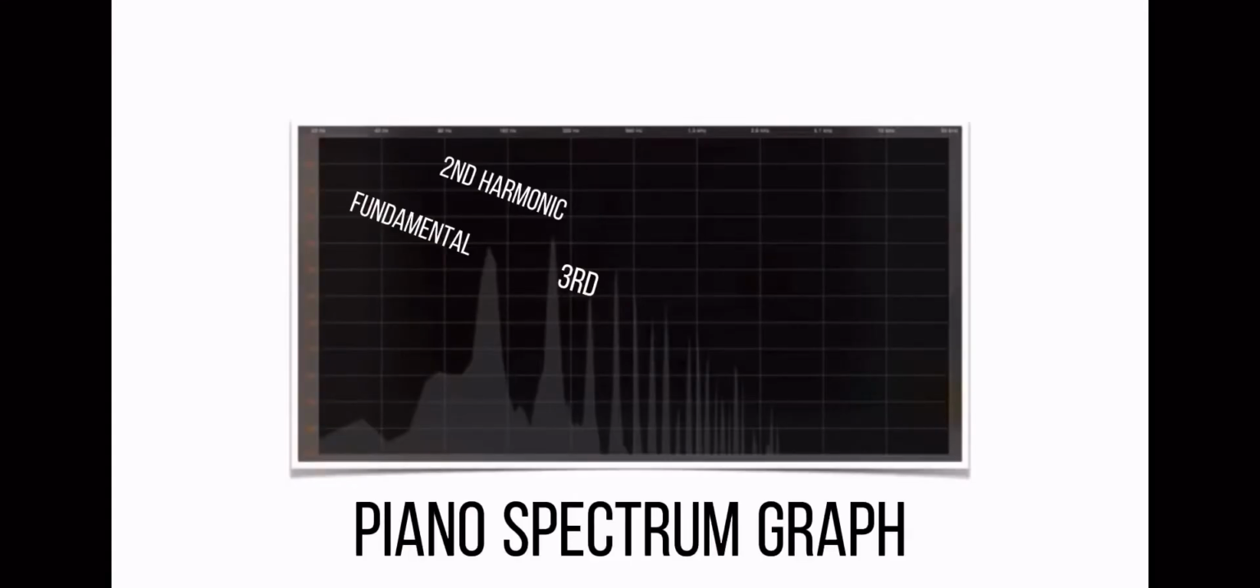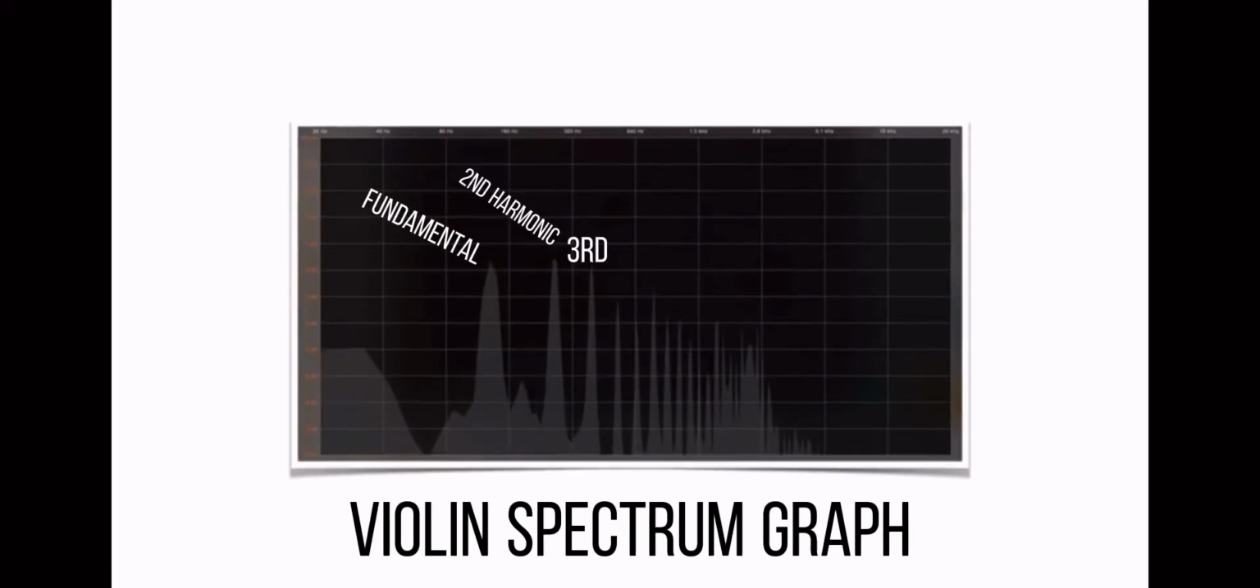This is a spectrum graph for middle C on the piano, and the second harmonic at 260 Hz is louder than the fundamental. However, the same note on the violin, the second harmonic is lower than the fundamental. And all the other harmonics are different too.